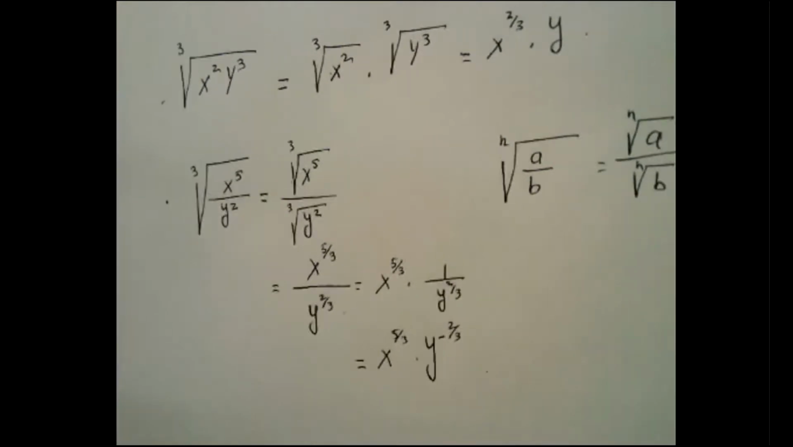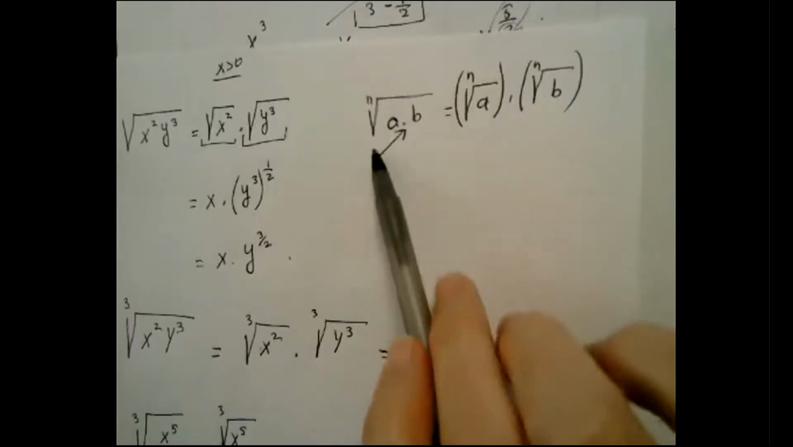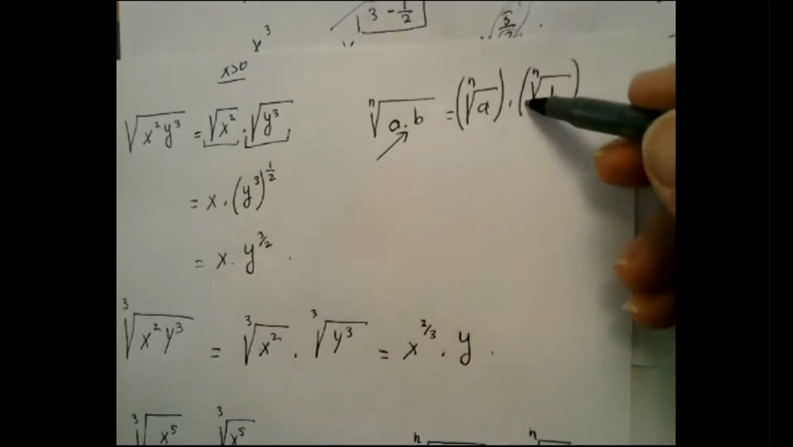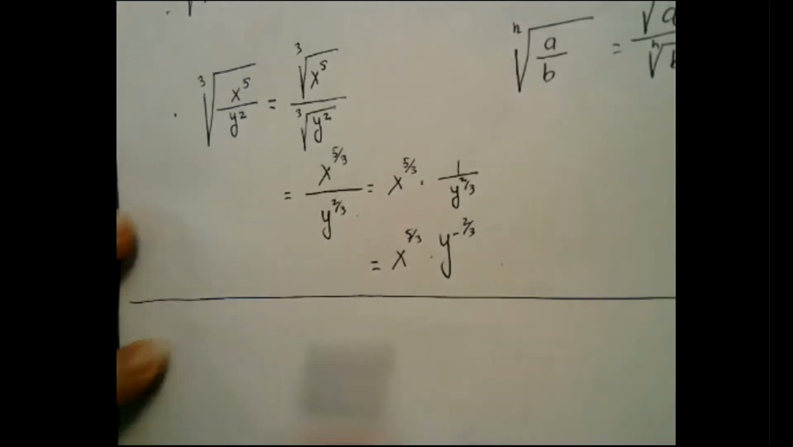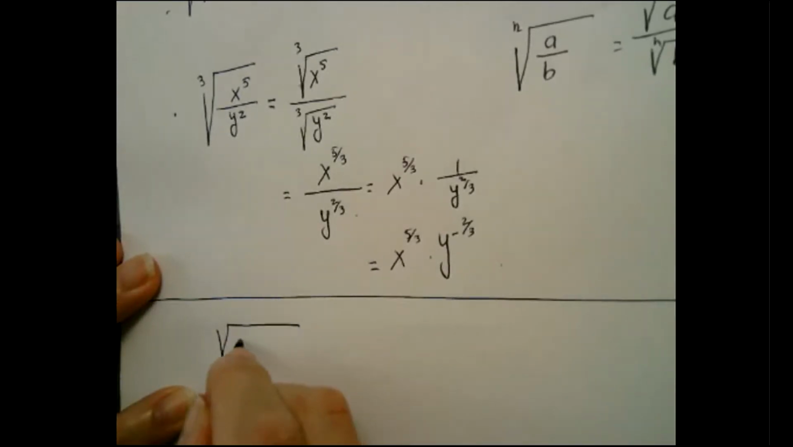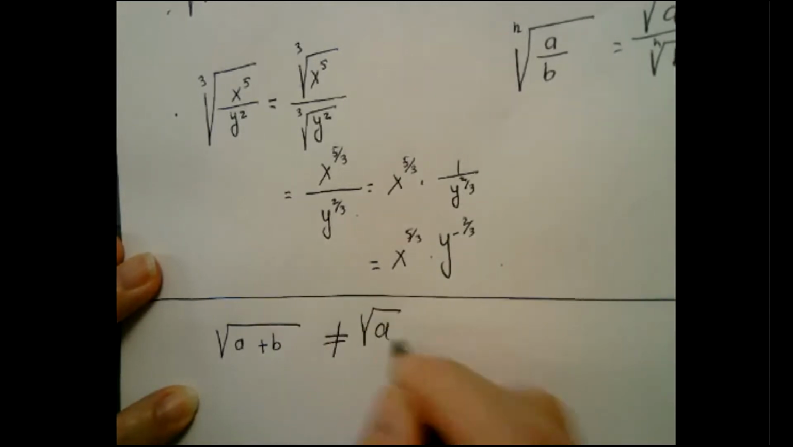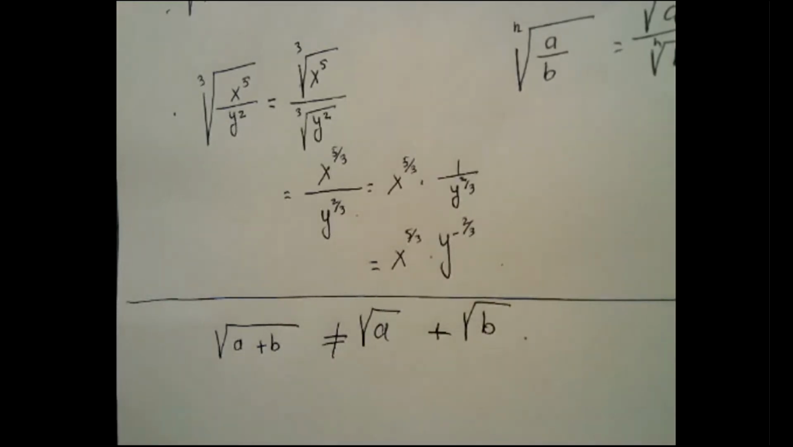Right, now, an important remark, very important, that when you have the nth root of the product, it means you're multiplying, we can split. Dividing, we can split. However, and that's very important, if you have a sum under the square root, you cannot split. Very important. You cannot split if you have a sum.